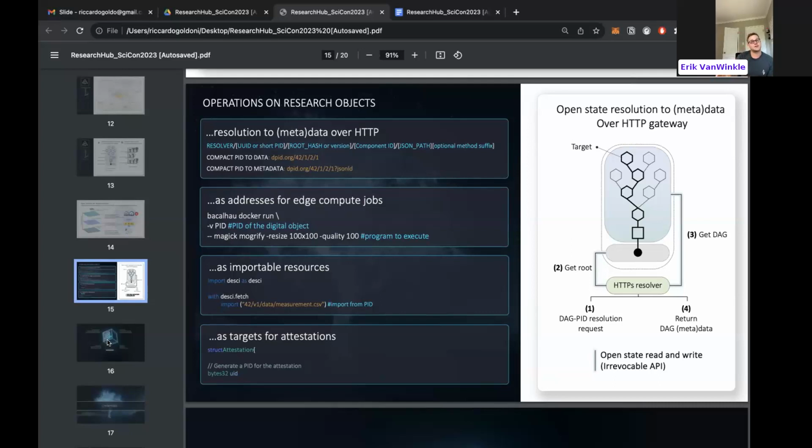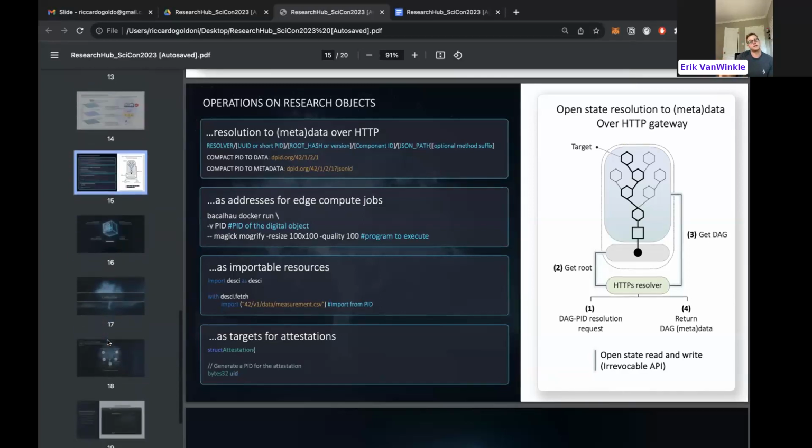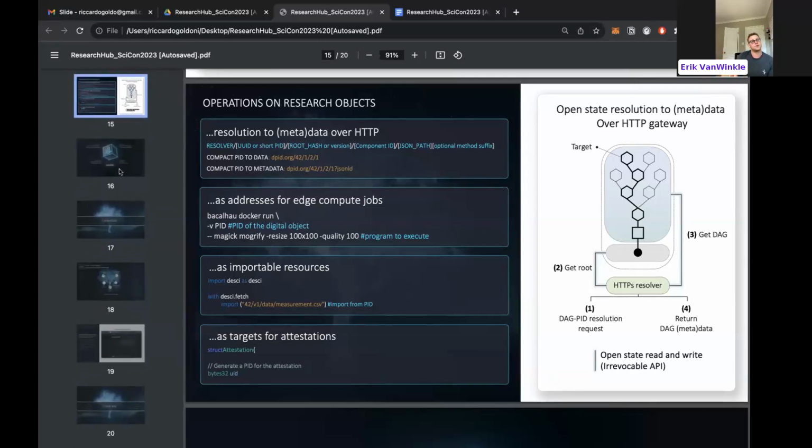Our PIDs serve as addresses for edge compute. So at this moment, it's CIDs off of the IPFS network, but we're working to make sure that through Bacalhau, someone can send a compute job directly to a PID.